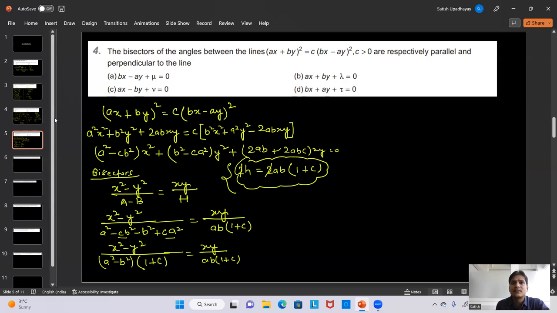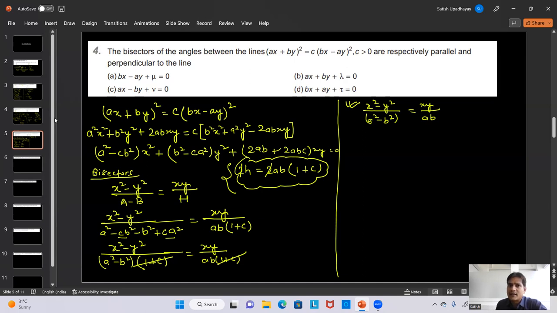Now if you see this, c is greater than 0, no? So obviously this 1 plus c will be greater than 0, so I am just cutting this. So finally we get the equation of the bisector as x square minus y square upon a square minus b square is equal to xy upon ab. Right? Now what can we do? We have to find the bisectors. These are the bisectors.